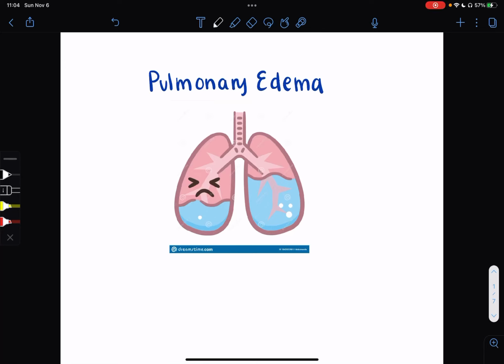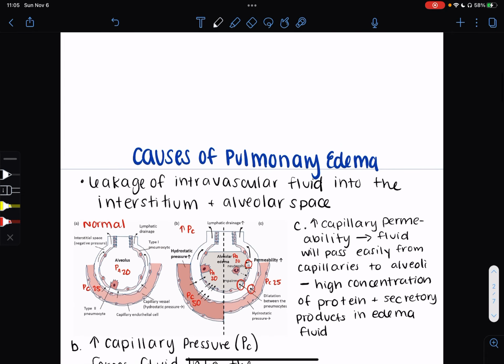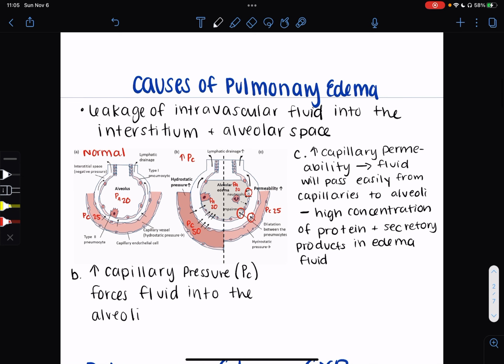Good afternoon, everyone. Today we will be discussing pulmonary edema, something that we are very familiar with having gone through a pandemic. So, causes of pulmonary edema.